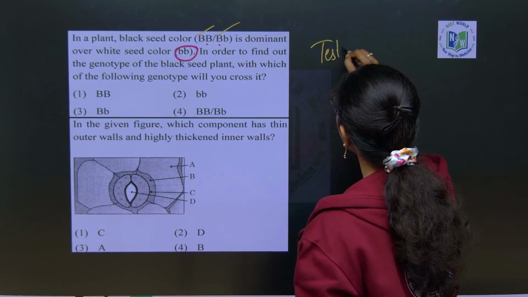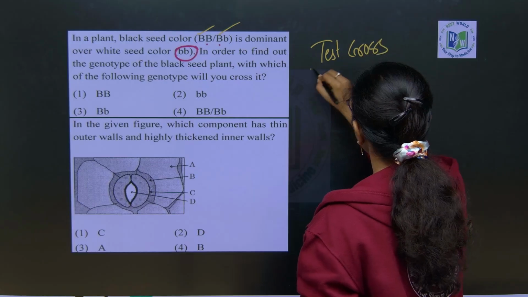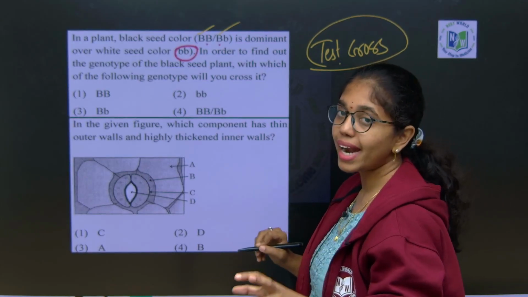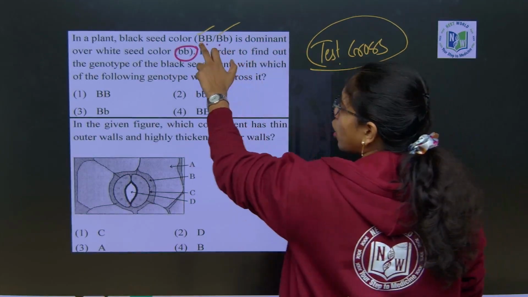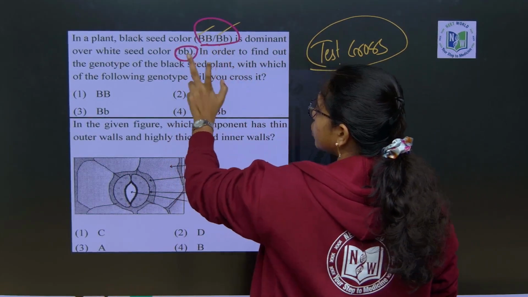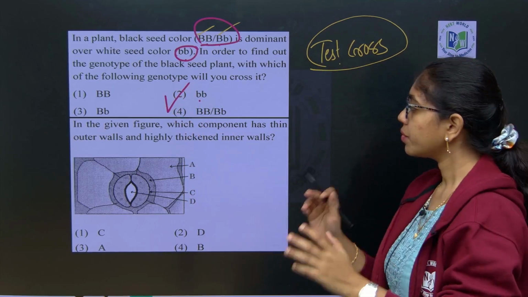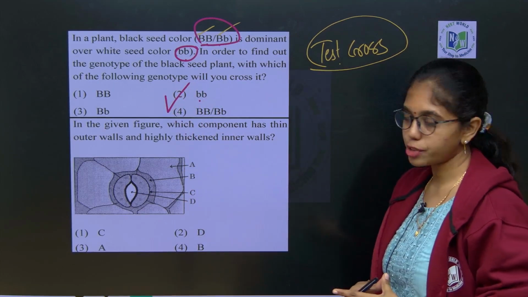What do we conduct, Nana? Test cross. We will do test cross. Test cross in between dominant phenotype and recessive parent. So this is the dominant phenotype, it has to be crossed with the recessive parent, that is this genotype. Okay. Then this is again from principles of inheritance.